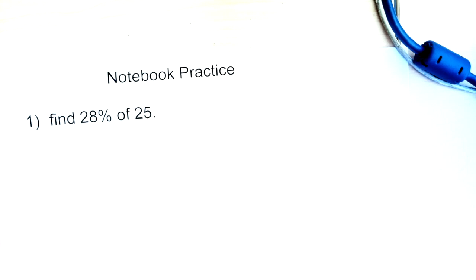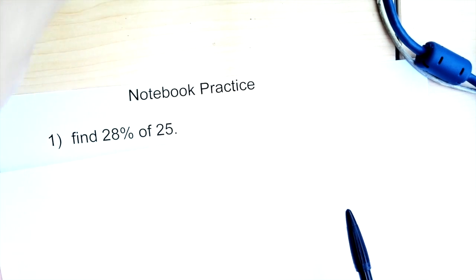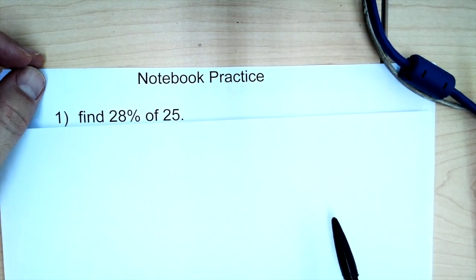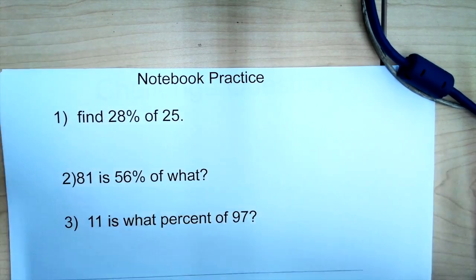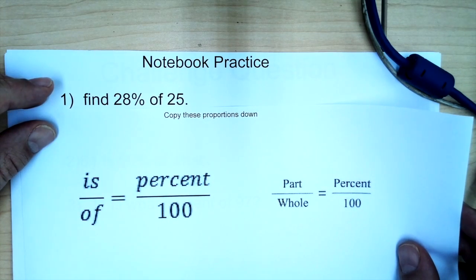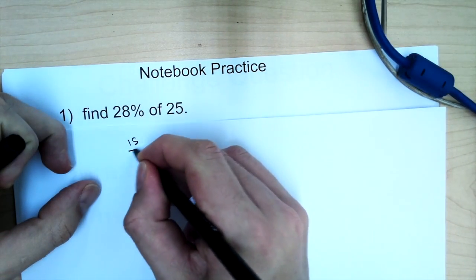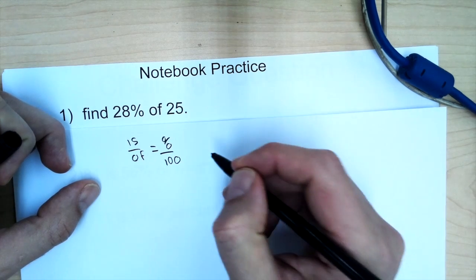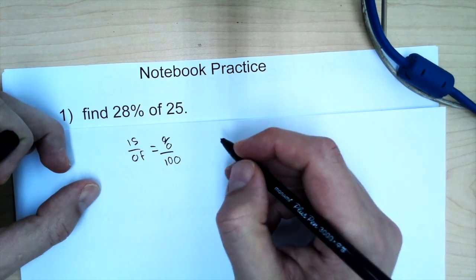Let's get started with example number 1. Find 28% of 25. Feel free to pause the video and try this on your own. So we want to use is over of equals percent over 100. So let's write that again. Okay, so we have is over of equals percent over 100. We want to identify what our percent is first.